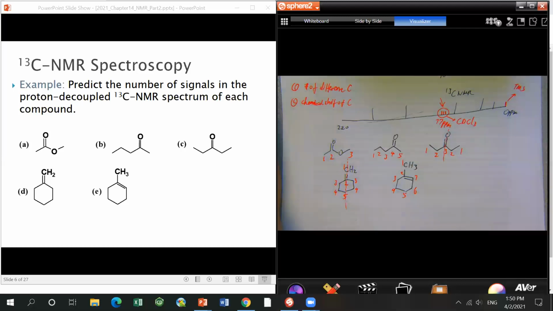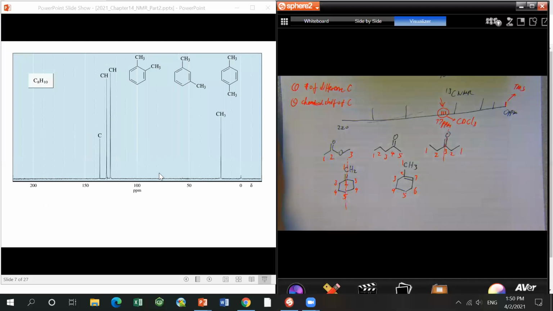So you guys learned how to do it. In the end, just one more example about the different carbon signals. Counting carbon NMR signal numbers can help you identify isomers. For example, this is the carbon NMR signal for C8H10, which could be one of these 3 isomers, the dimethyl benzenes. The question asks which dimethyl benzene gives this carbon NMR. We have ortho-dimethyl benzene, meta-dimethyl benzene, and para-dimethyl benzene.